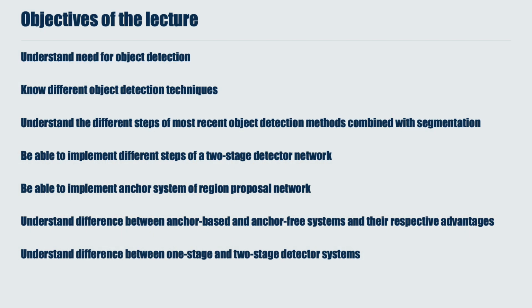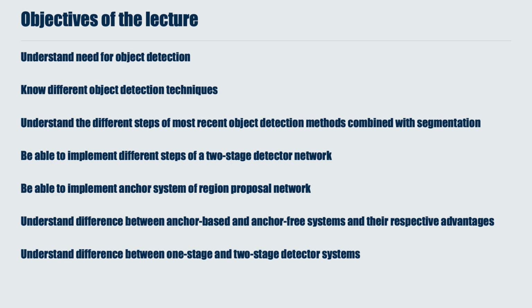So the objectives of the lectures are the following. First, understanding obviously why we need object detection, what it is, and getting a bit more insight of what are the different existing object detection techniques, understand the different steps, and how we can further combine object detection with segmentation when needed. So in your tutorial or in your notebook this week, we'll focus on one specific type of network, which is a two-stage detector network. We'll see that step by step.